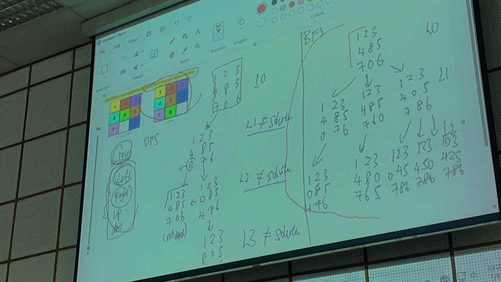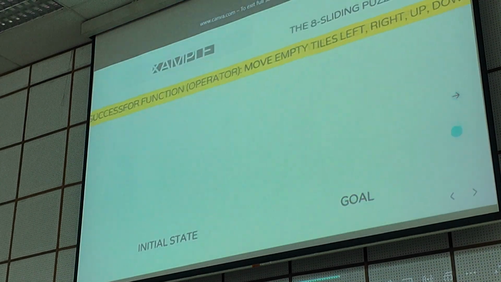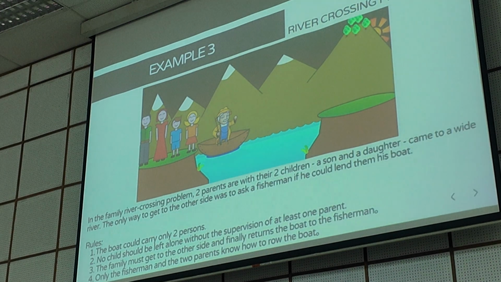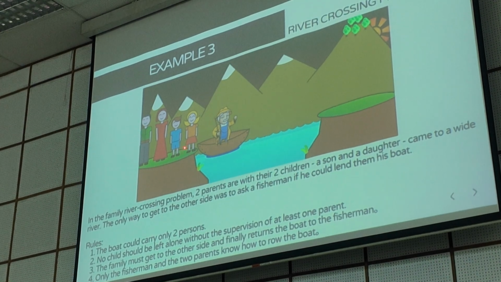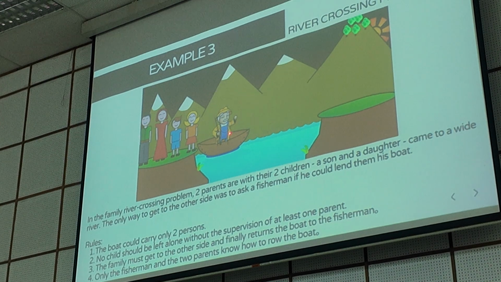Alright, so okay, good. So let's move on to the last example here, which is the cannibals and the missionaries. I think it's not the cannibals, it's slightly different. Here you have two parents, you have two children here, and you have one fisherman. So we can represent 2, 2, 1.